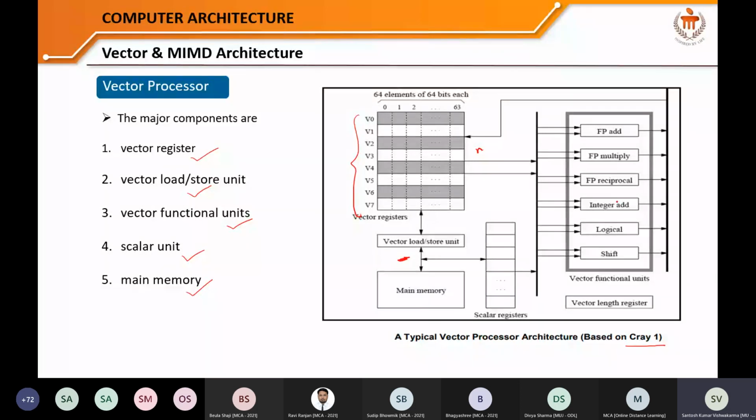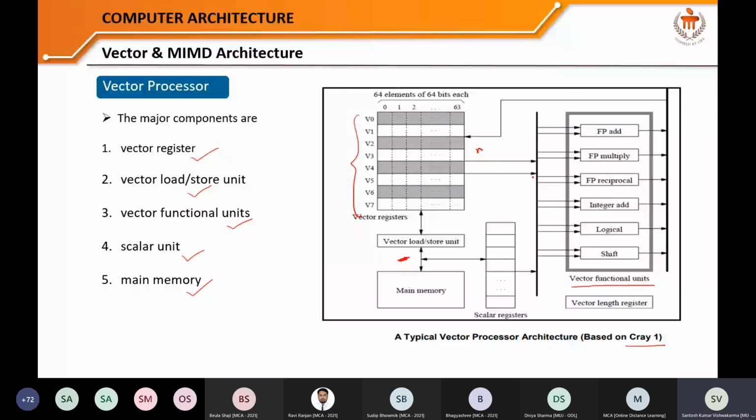And one is vector functional units. So floating point add, floating point multiply, floating point reciprocal, as well as integer add, logical, and shift operations, they are going to be part of the vector functional units. One unit belongs to scalar registers, and this is for write, and there may be 2 read operations as required based on the instructions that you are going to execute.